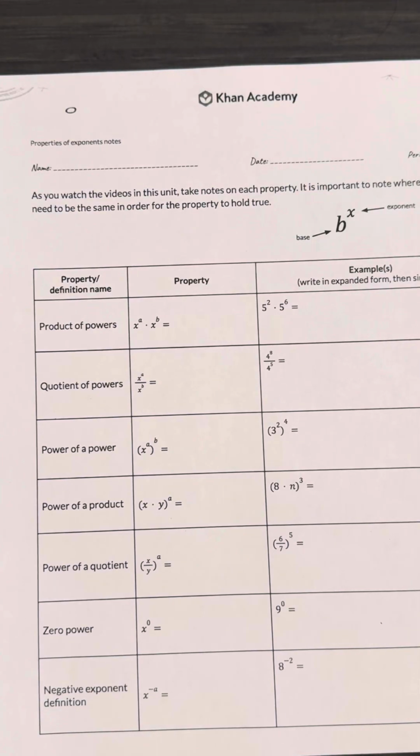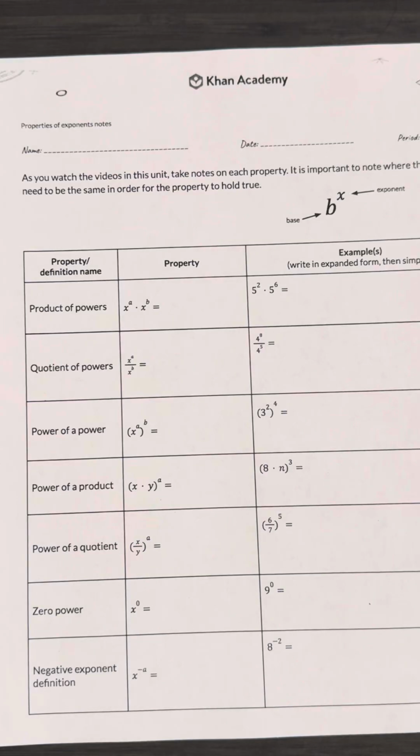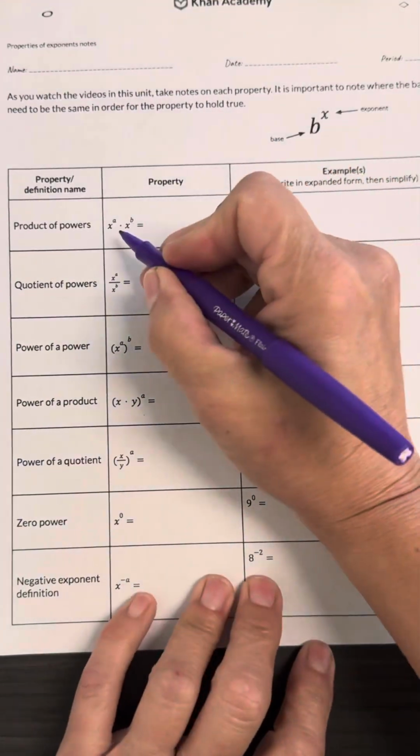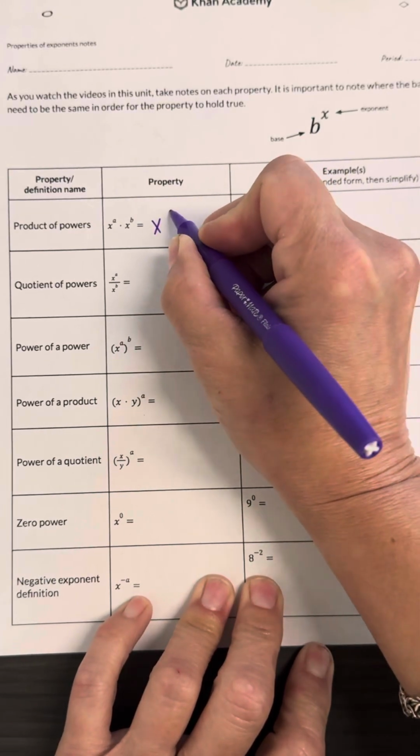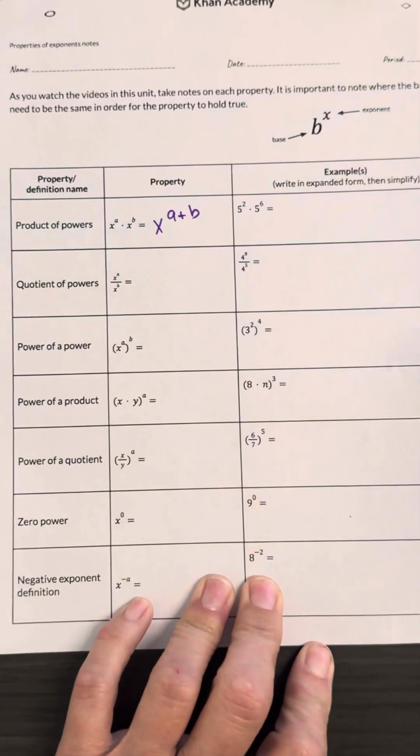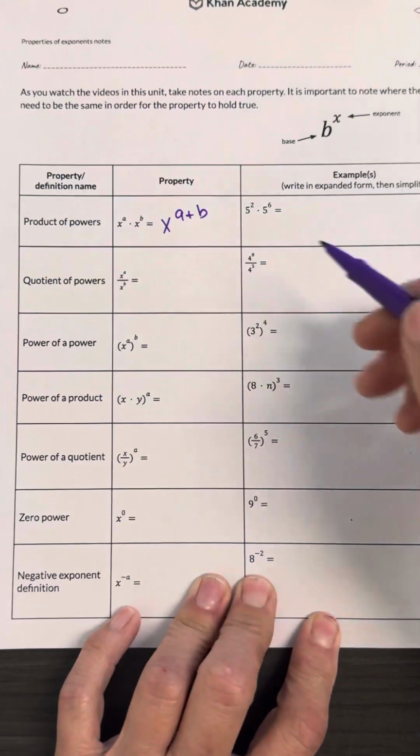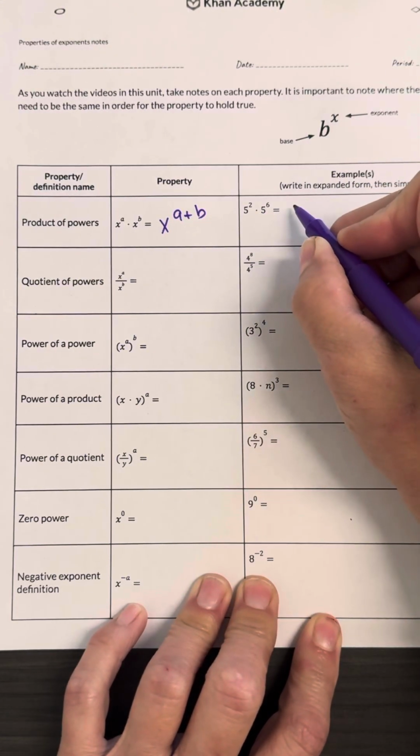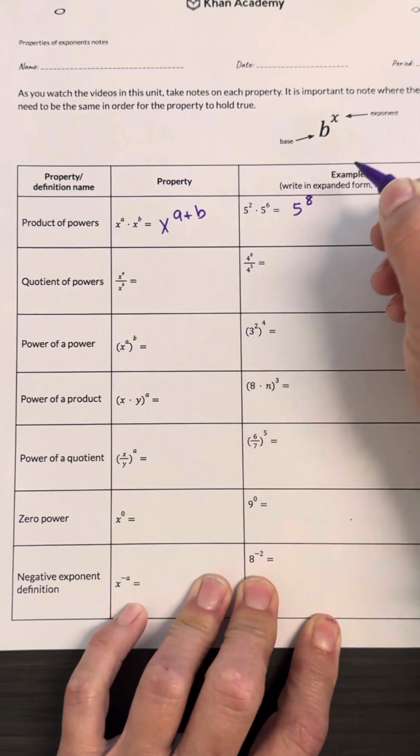Three of the rules on properties of exponents. So the first one we've used before, product of powers. So x to the a times x to the b equals x to the a plus b. So you're going to add the exponents. So 2 plus 6 is what? 8. So 5 to the 8th.